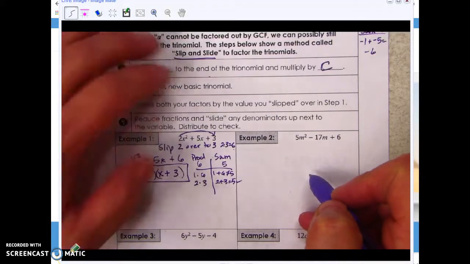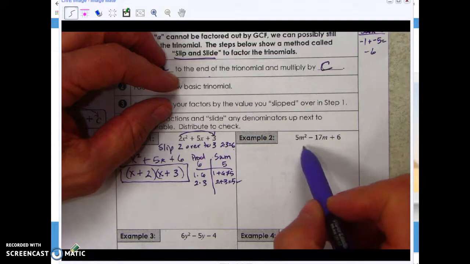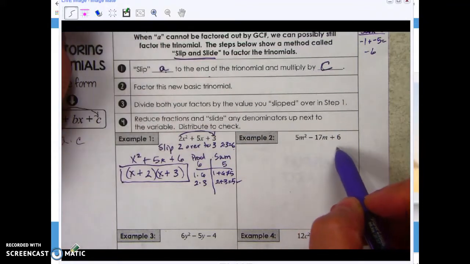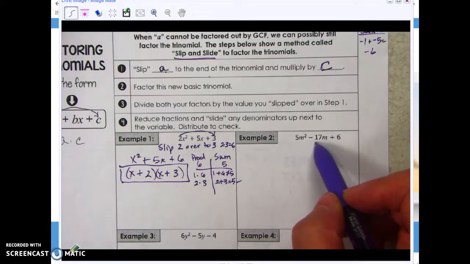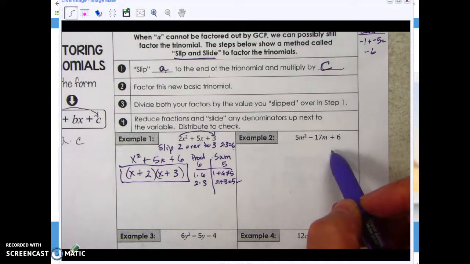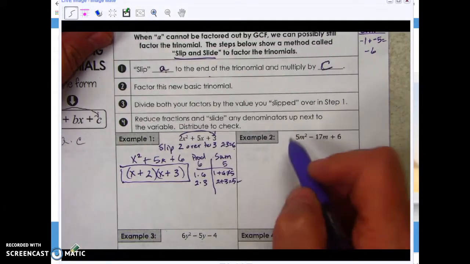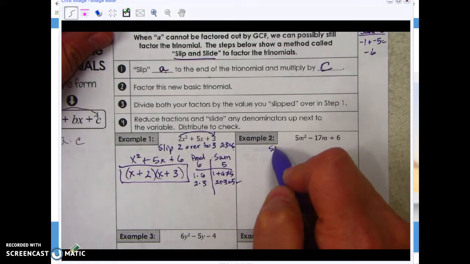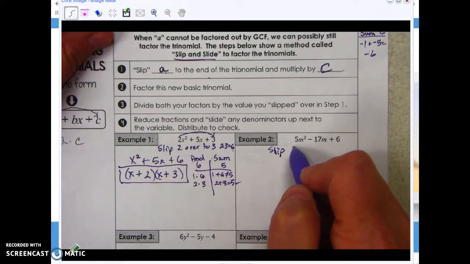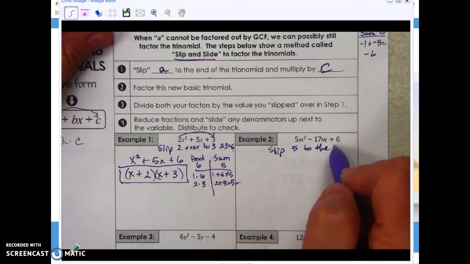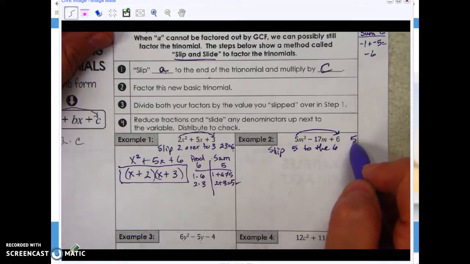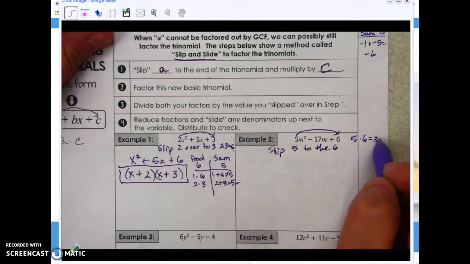Okay, in this recording, what we're going to look at is how we would use the slip and slide method to factor 5m squared minus 17m plus 6. So this is example 2. All right, so first we slip the 5 to the 6. So this 5 to that 6, and then we multiply 5 times 6 equals 30.